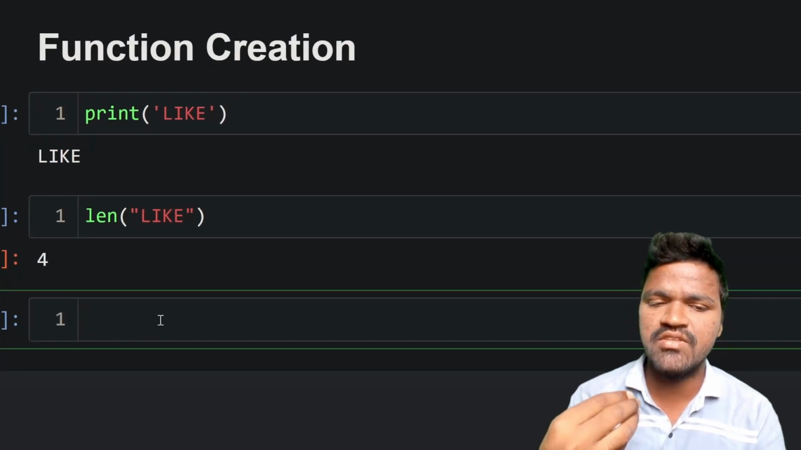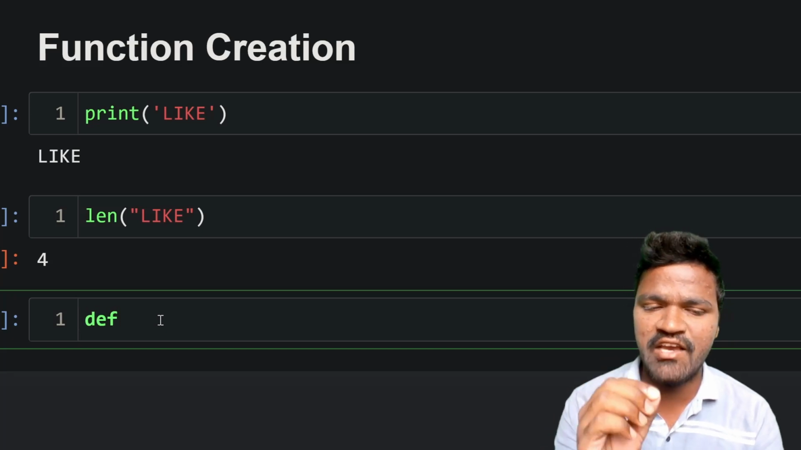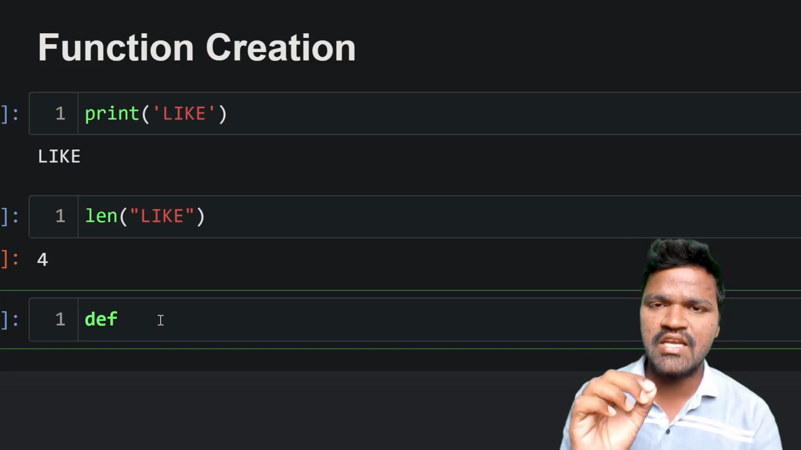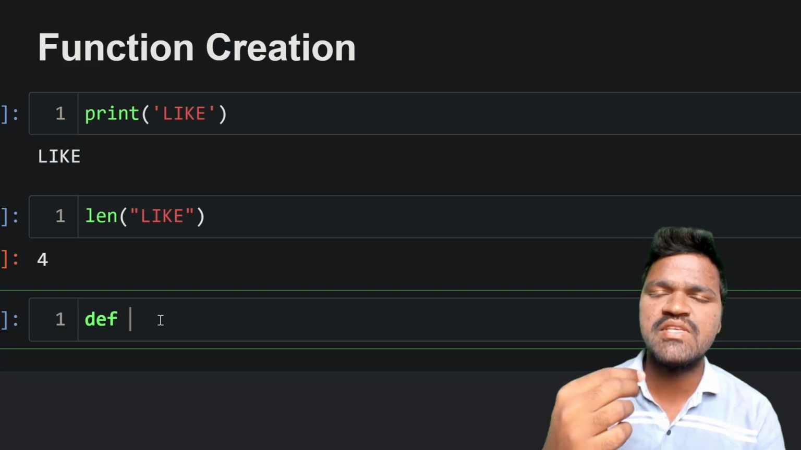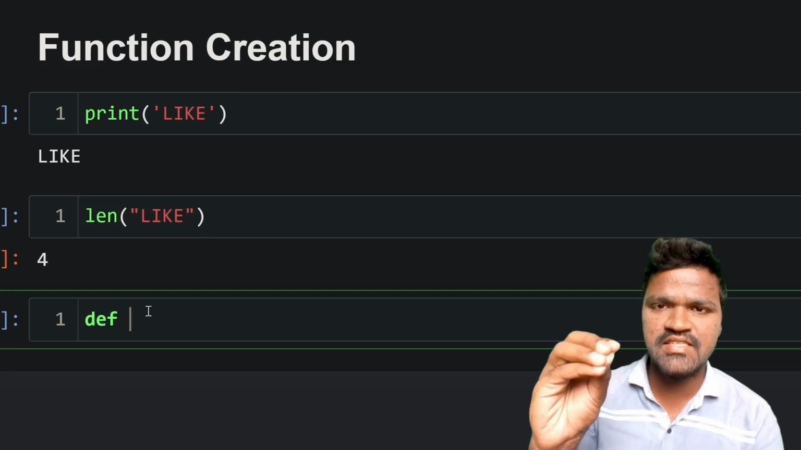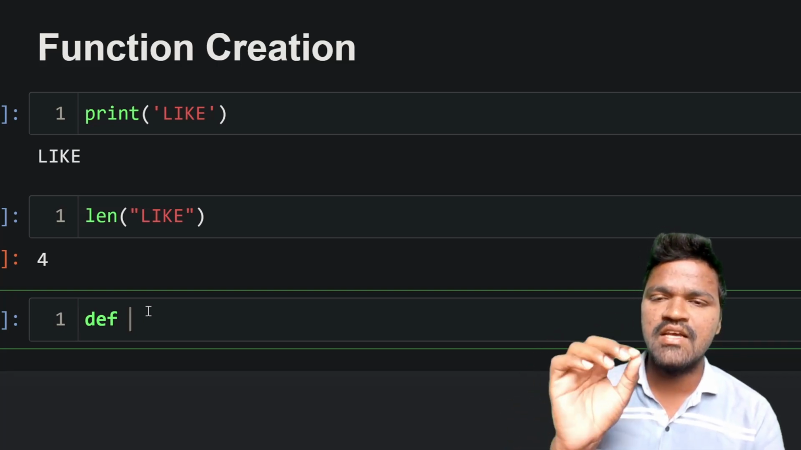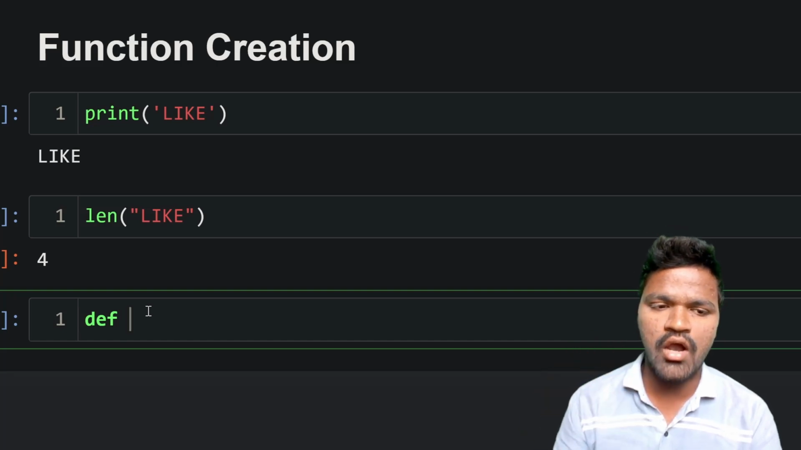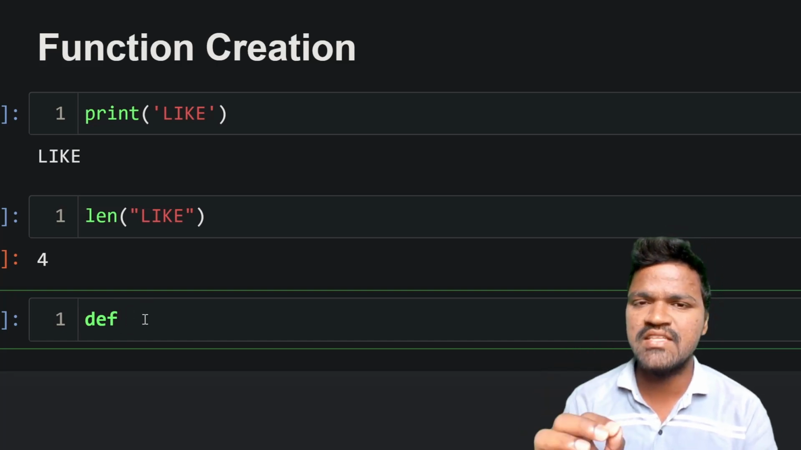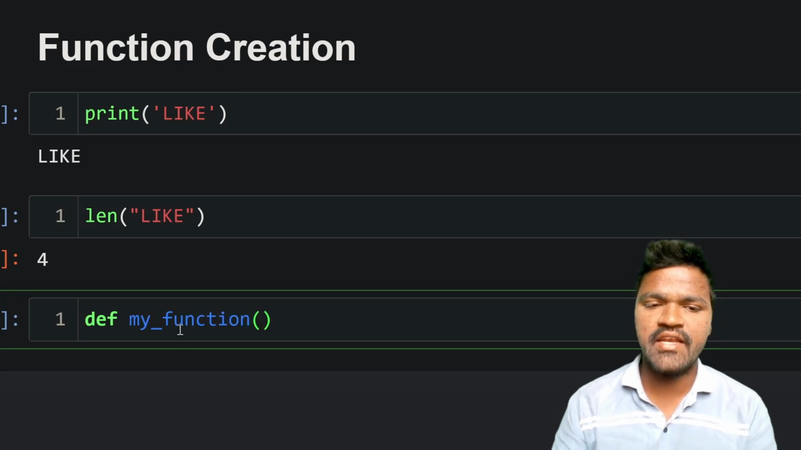First I will be starting with the syntax. To start with, first we need to mention def. Def is a keyword in Python which is used to define a specific function. By using this def, we are mentioning, hey, this is a function, remember this is a function. That is how we are telling Python that we are defining a function. Apart from def, we will be mentioning the name of the function. Let's say I am taking the name as my functions.